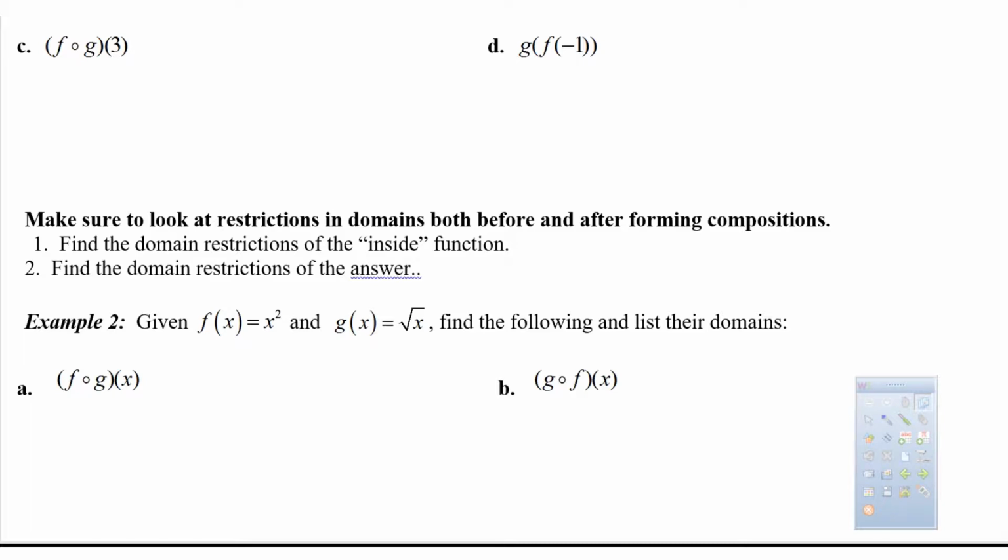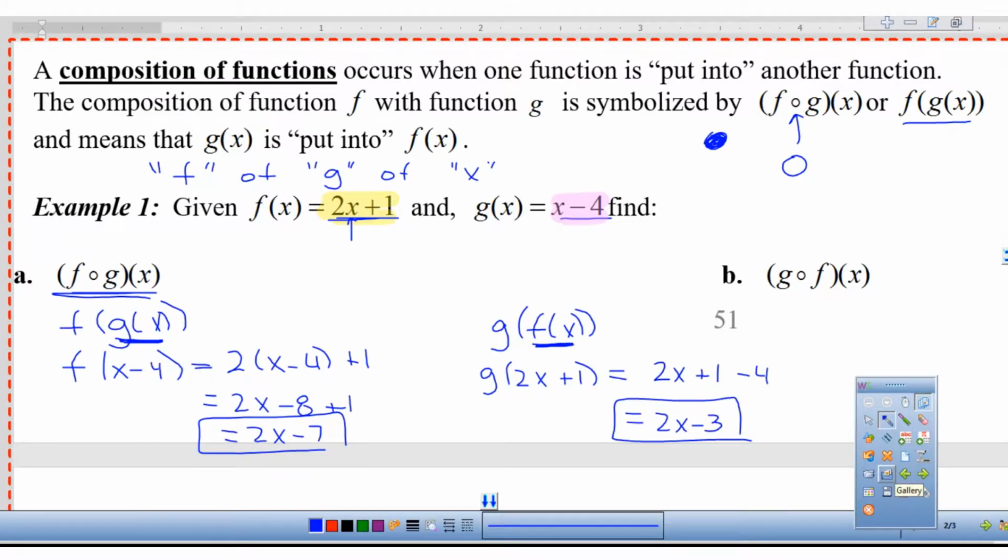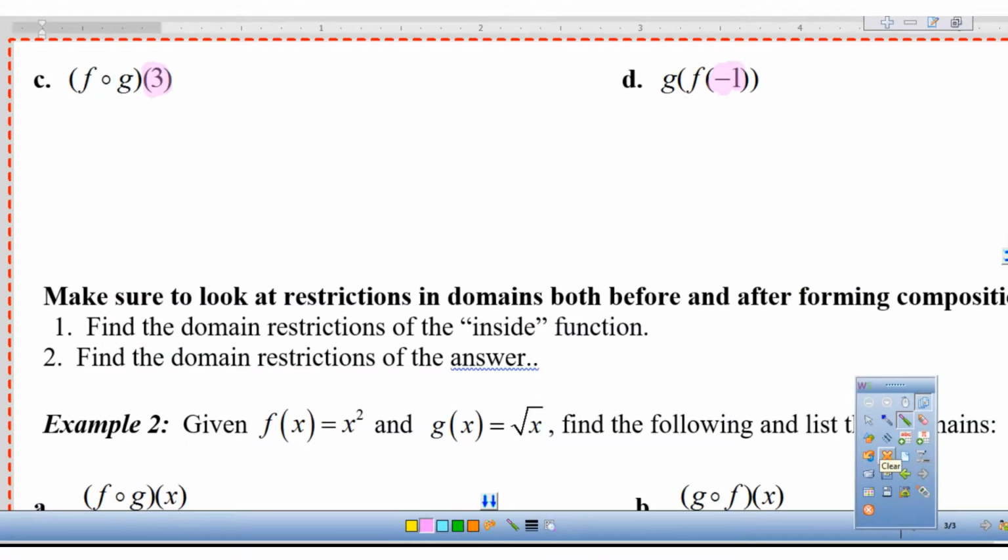Okay, so question C, find f of g of 3. These are different and they're actually easier. If you look at that and that, see how those have numbers? And if you look at the last two we just did, they have variables. You do it differently. If it has a number, write this down: you're going to go from right to left instead of left to right.